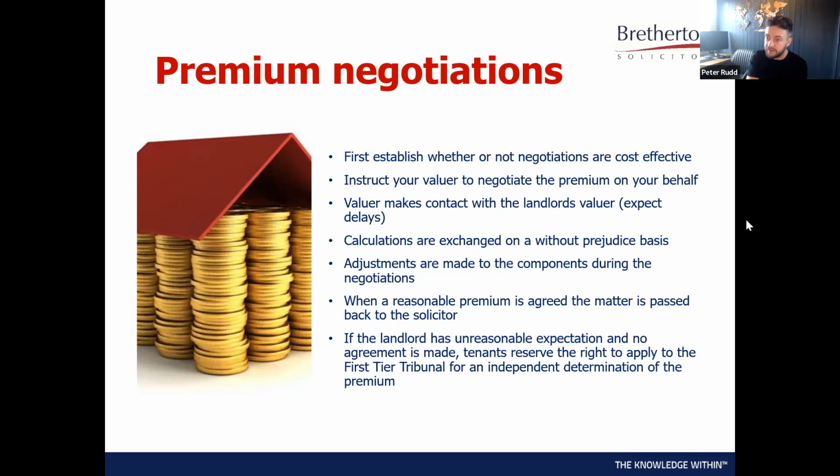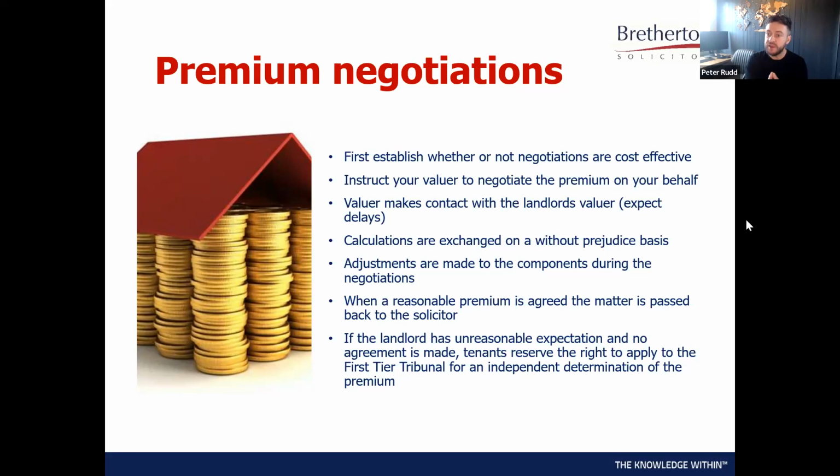Again, if the landlord is being difficult, after the application has been made, the tribunal will hand down a set of directions, and those directions will basically instruct the valuers and the solicitors to carry out certain tasks by specific deadlines. So they may say on the 1st of December, the valuers must meet to try to resolve and agree the premium, or by the 5th of January, both valuers must submit expert witness reports. So the tribunal will lay down a set of directions.